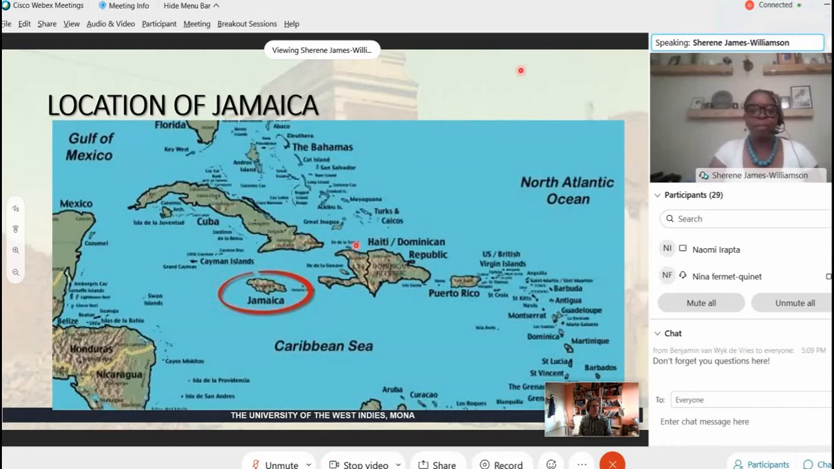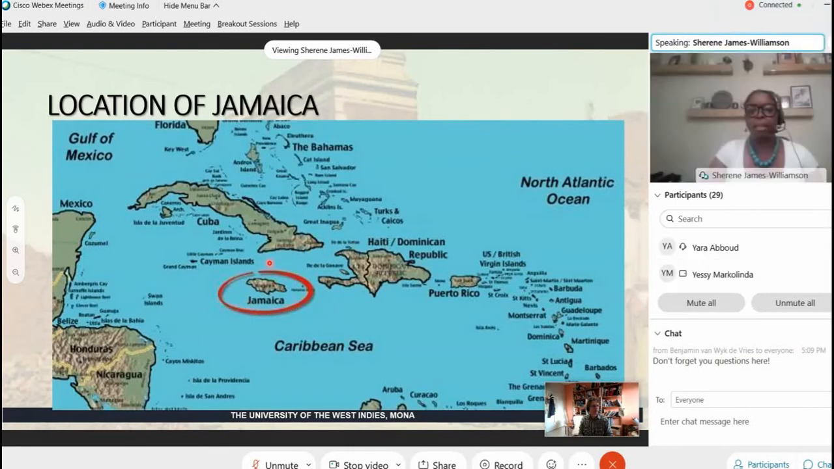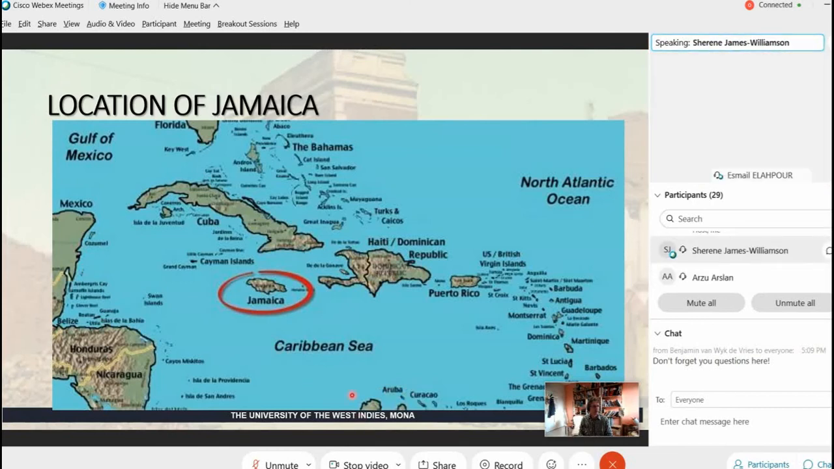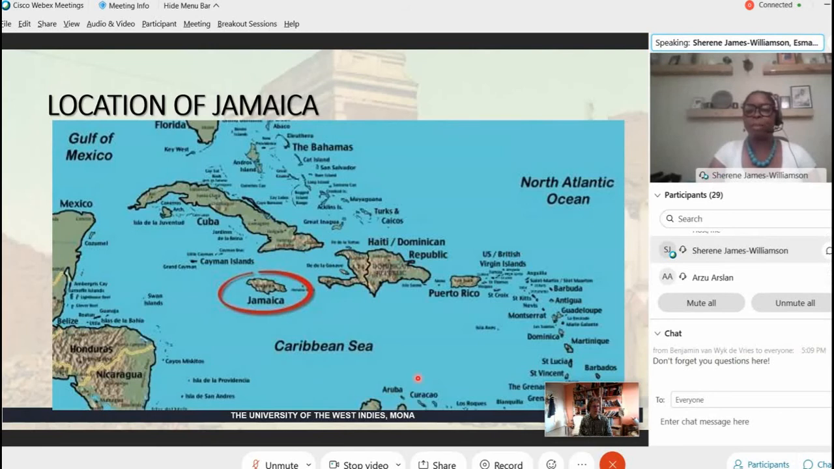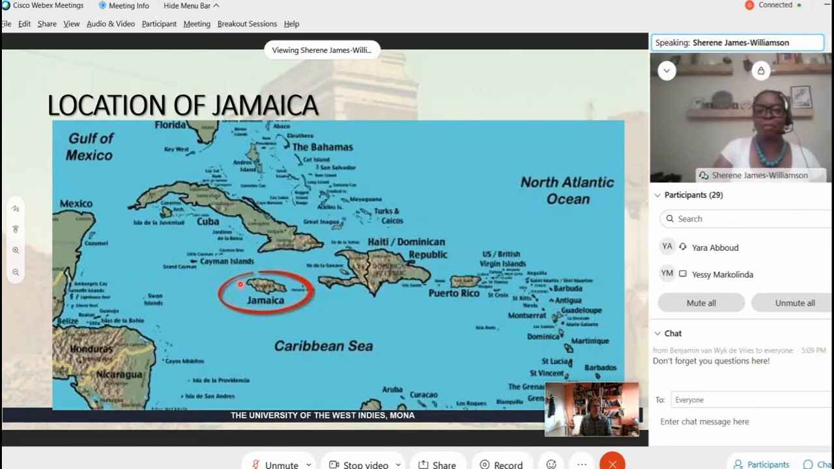Basically, this is Jamaica. We're in the Greater Antilles. We're the third largest island in the Greater Antilles. We're south of Florida, east of Central America, south of Canada, and north of South America. So if you hadn't gotten to your Jamaican geography, this is where we're located, basically in the Central Caribbean.